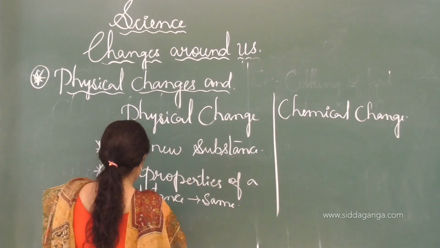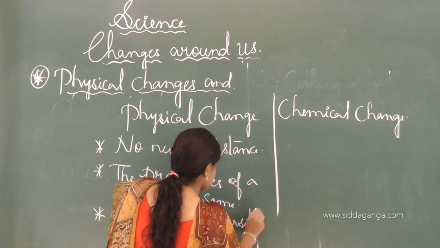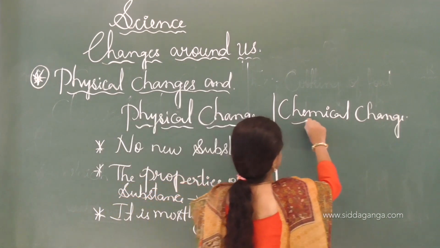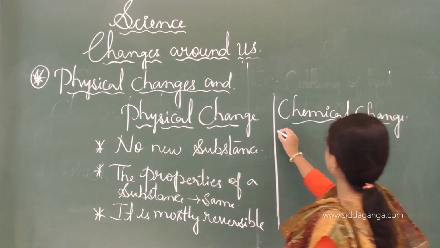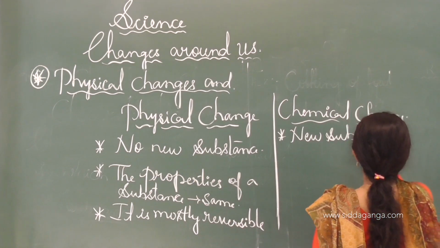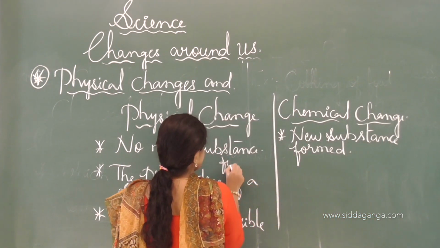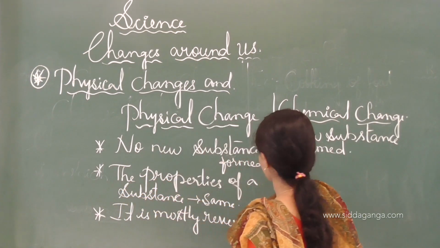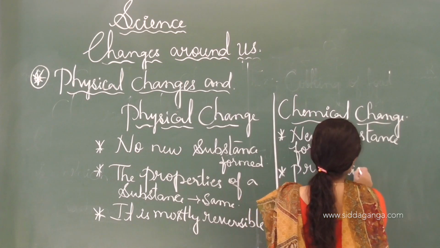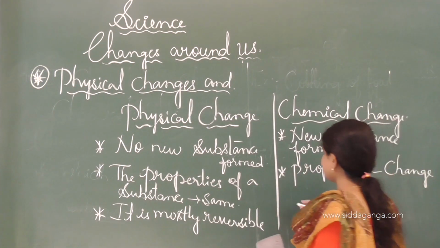It is mostly reversible. In chemical change, exactly opposite points apply. Here a new substance is formed, and the properties of the substance change. And it is mostly irreversible.